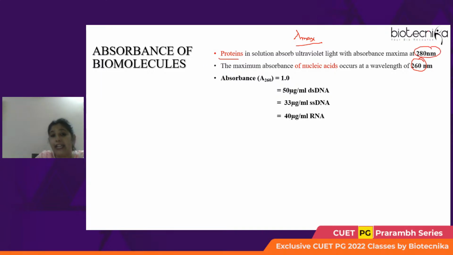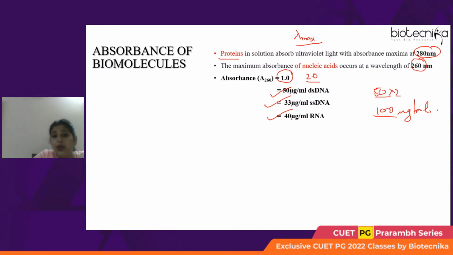We even have standard values. If you are measuring the concentration of nucleic acid and you get an absorbance of 1 under standard conditions, it corresponds to 50 microgram per ml for double stranded DNA, 33 microgram per ml for single stranded DNA, and 40 microgram per ml for RNA. So if you get an absorbance of 2, you can multiply by 2, and the concentration of nucleic acid will be 100 microgram per ml. This is the importance of these standard values. You can determine the concentration of your sample, right?